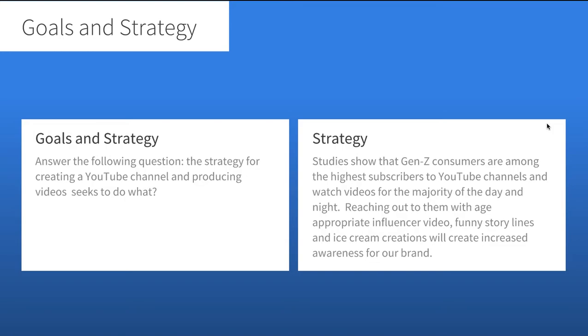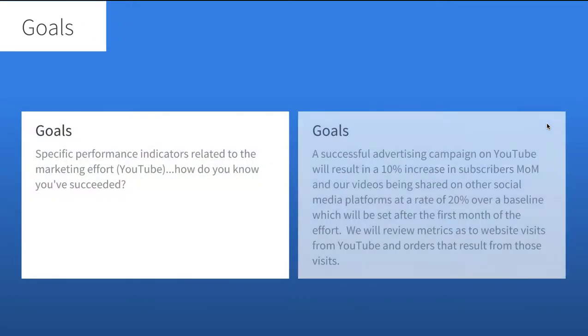The goals, well, here, see, that's basically what I was saying here is that Gen Z consumers are the highest subscribers and reaching out to them could make a difference. I forgot I had two slides here, but this is an extension of the strategy. When we look at the goals, we want to look at specific performance indicators related to that market.